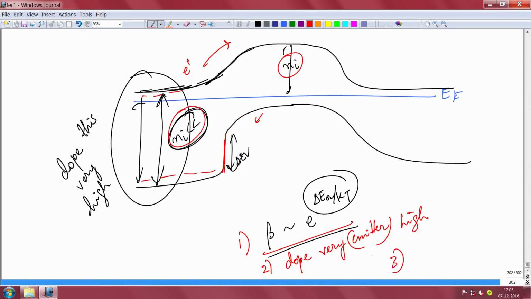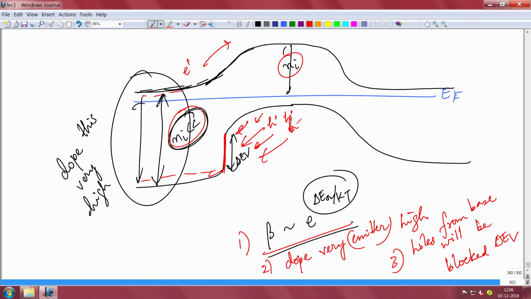And the number three is that these holes from the base will not be back injected because there is a barrier here. This barrier will prevent the holes from back injecting. So, holes from base will be blocked by the delta EV barrier, right. This barrier will block the holes that are trying to come. So, that will even decrease the hole component and your emitter injection efficiency will increase.